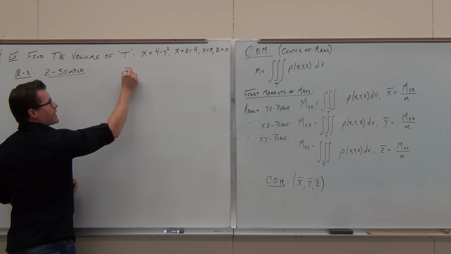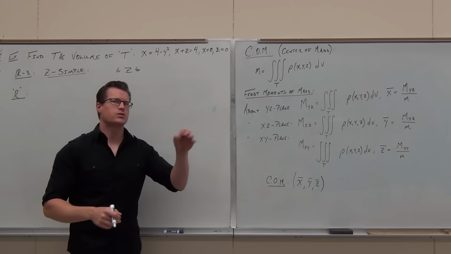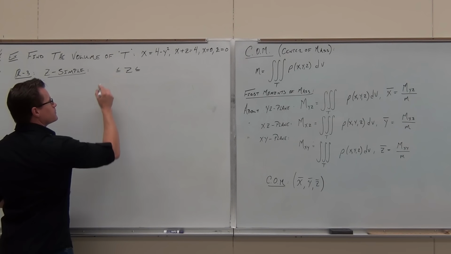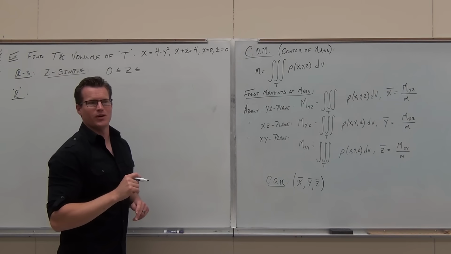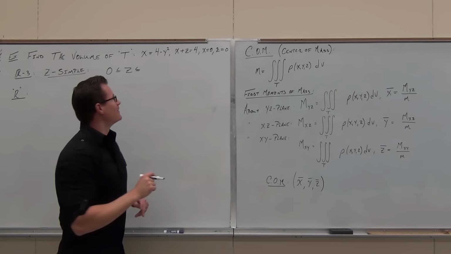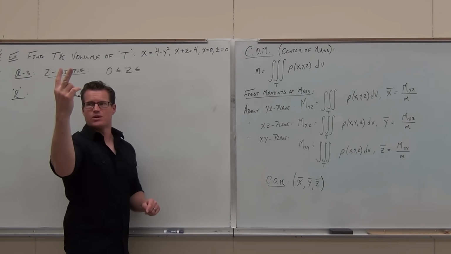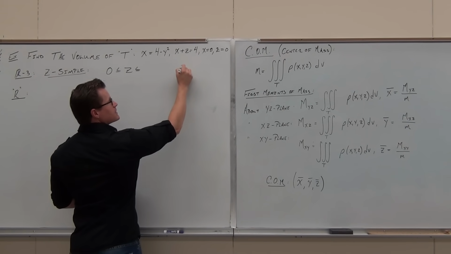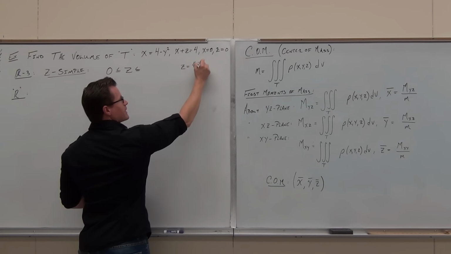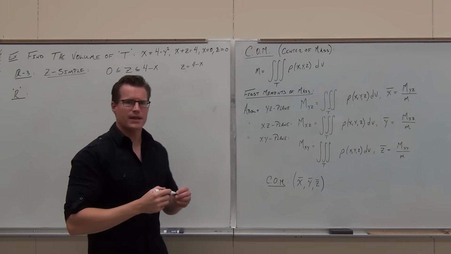Which means I'm going to have to sandwich Z between two functions of Z equals. I already know the small one. What's the small one? Zero. What's the large one? The other one. What other one? That one. Well, there's only two functions that have Z's in it. That's what makes it nice. You limit your choices. So from here, I know that Z equals 4 minus X. That's going to be the upper function.